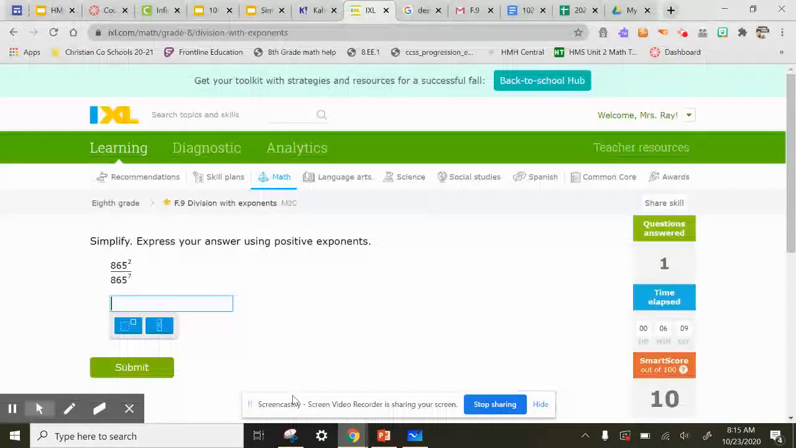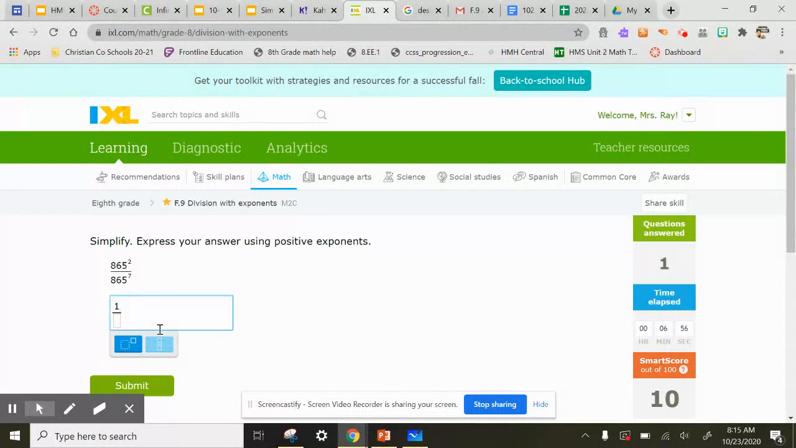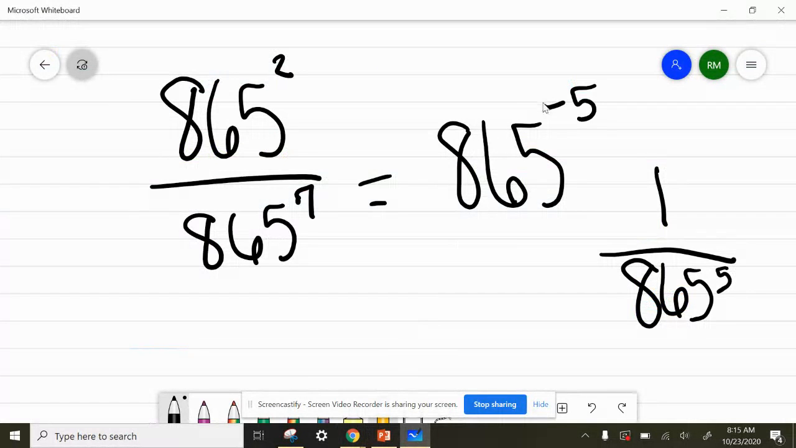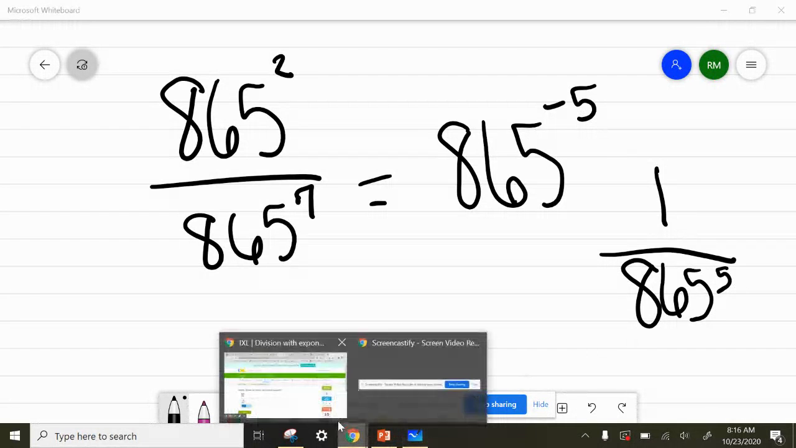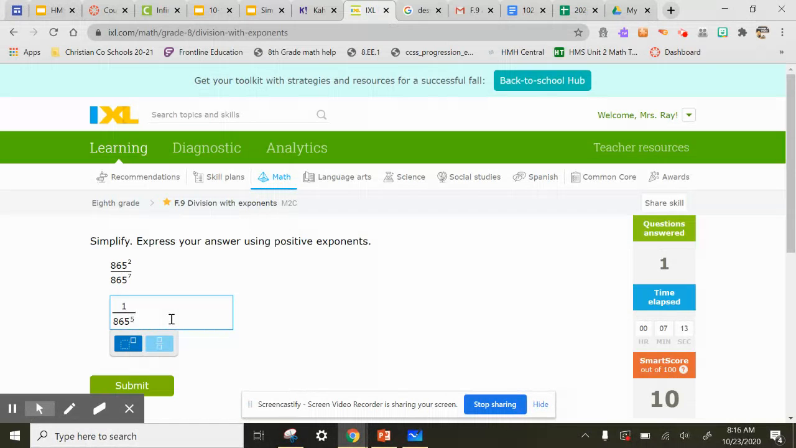When you enter this in on IXL, actually first you're going to click this to get it into the exponent, or the fraction part. You're going to type 865, and then you're going to click the exponent box, and our exponent over here was a negative 5. We're going to make it positive now. So we'll type in a 5 and you hit submit.